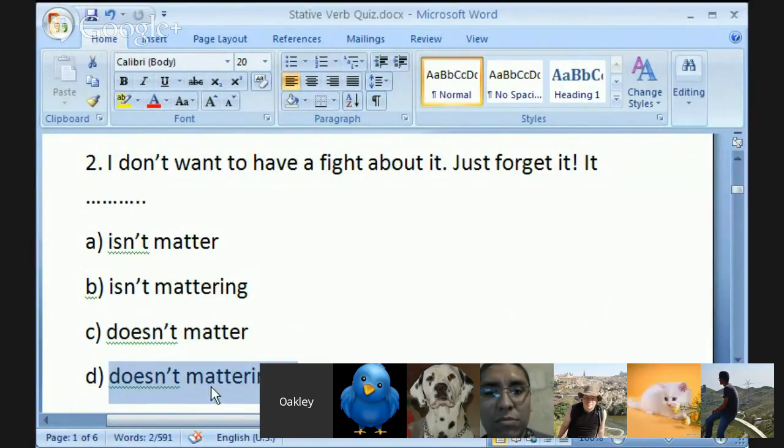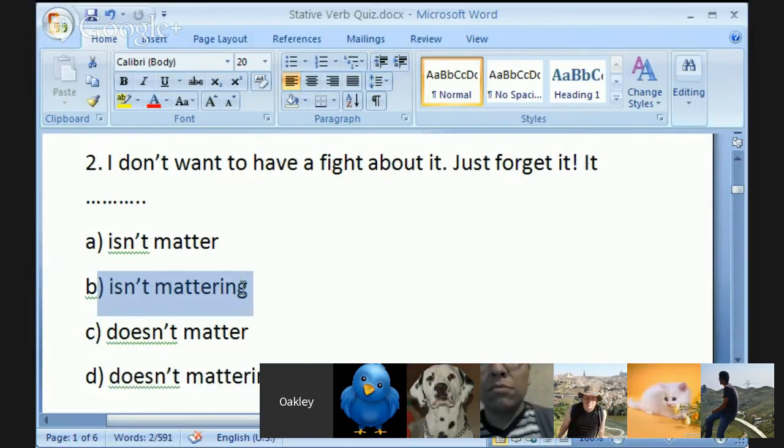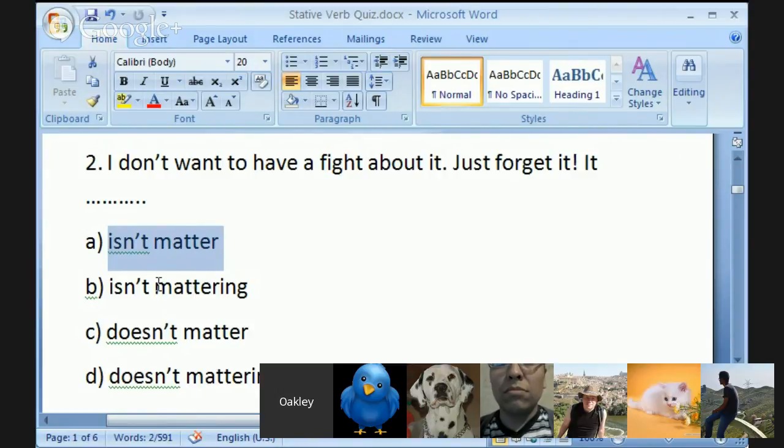There's no way we could do that because, of course, we need the verb to be to form a continuous tense. And okay, so that's off the table. That absolutely makes no sense at all. But negative isn't mattering. It's very strange. Indeed, we can't use isn't matter because matter, to matter, is a verb.